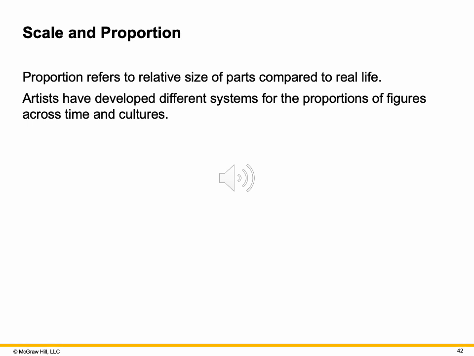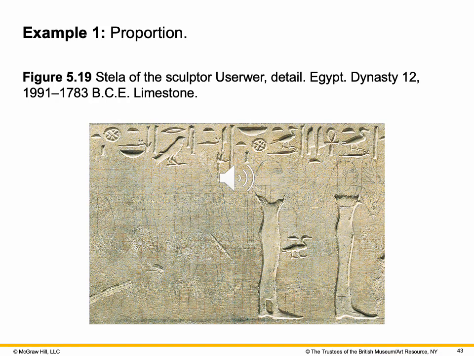Proportion refers to the relative size of parts compared to real life. Artists have developed different systems for the proportion of figures across time and cultures. Proportion refers to size relationships between parts of a whole, or between two or more items perceived as a unit.